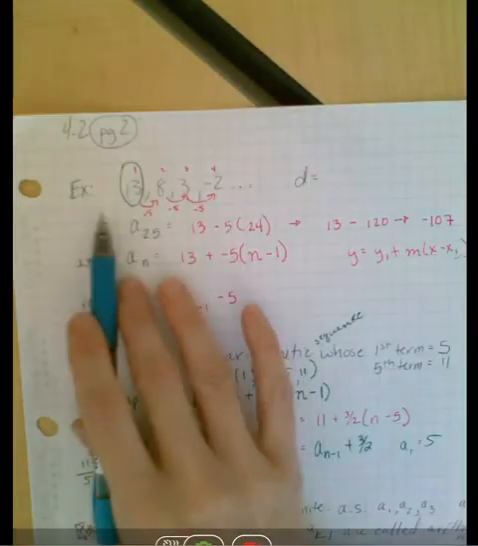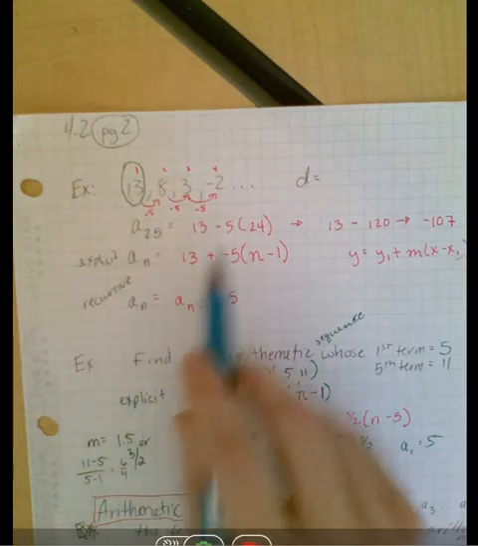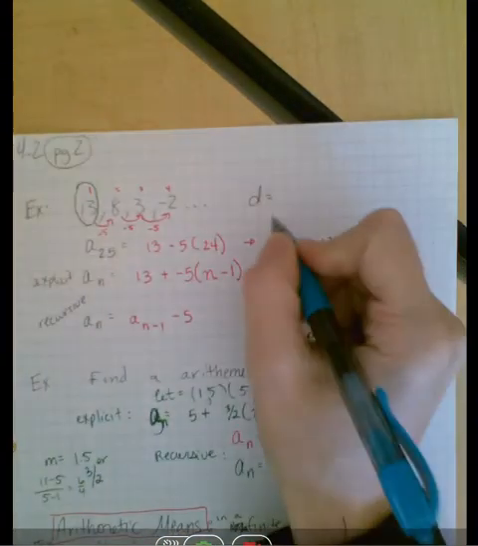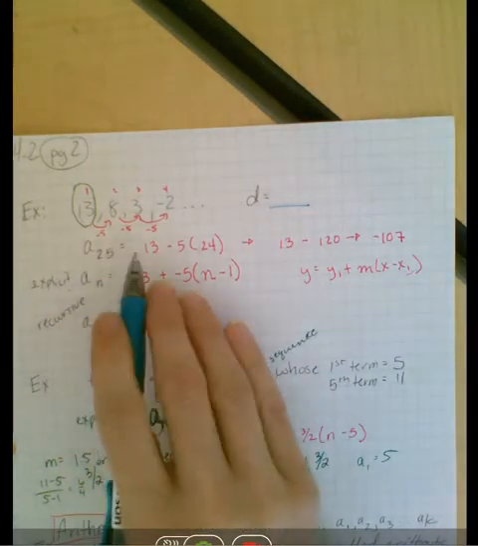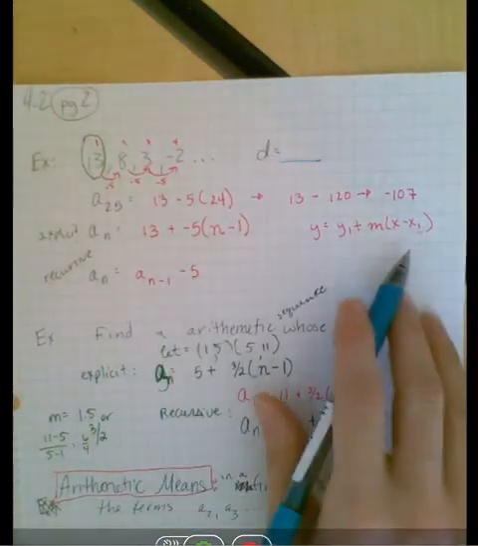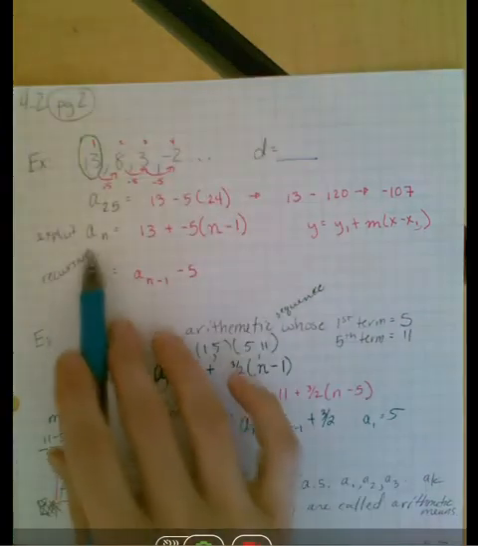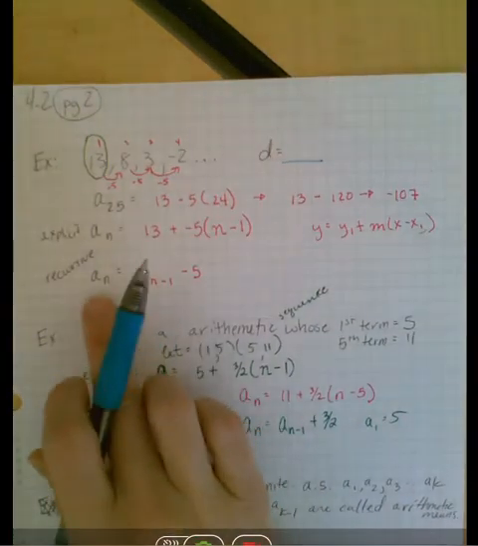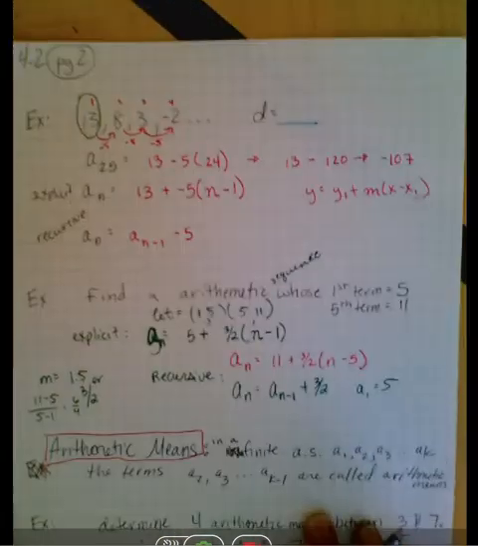Okay. Page 2, here's another example. 13, 8, 3, negative 2. I want you to fill in the common difference here and see if you can find a sub 25, if I hadn't already emailed you a copy that looked like this. Try to come up with an explicit and then check it against my answer. Try to come up with a recursive and then check it against my answer. Okay.